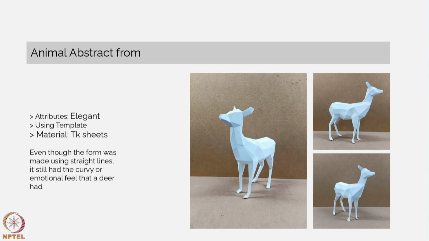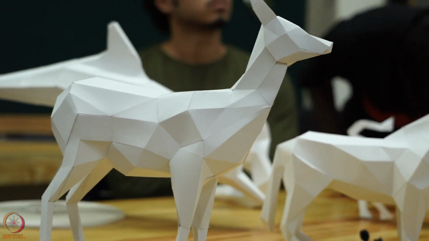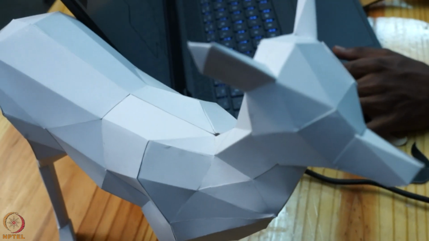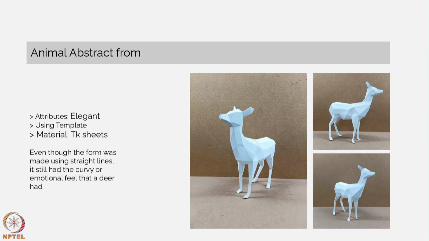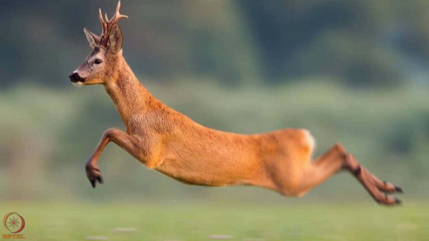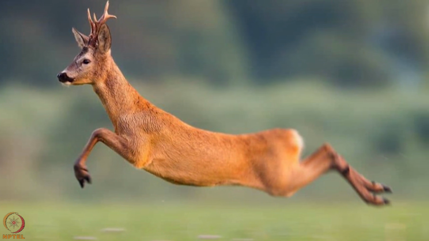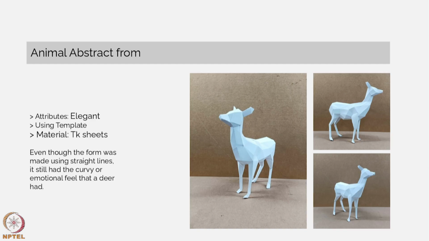And later we did the animal abstraction assignment. We were asked to create an abstract image, which we did using a template we downloaded from a website, and to create a form. Here I took a deer as the animal.